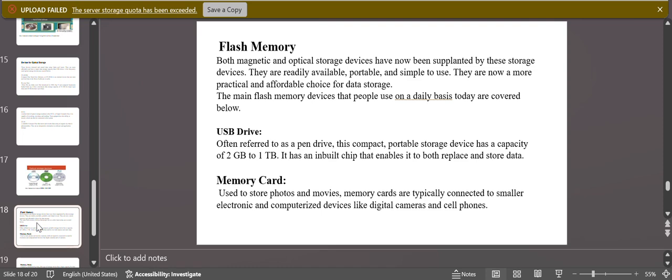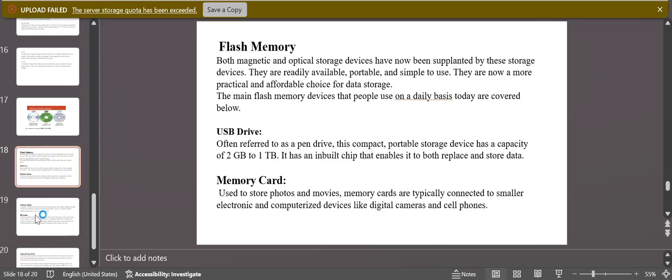USB drives, often referred to as pen drives, are compact portable storage devices with a capacity of 2 GB to 1 TB. They have an inbuilt chip that enables them to both replace and store data. Memory cards are used to store photos and movies. Memory cards are typically connected to smaller electronic and computerized devices like digital cameras and cell phones.